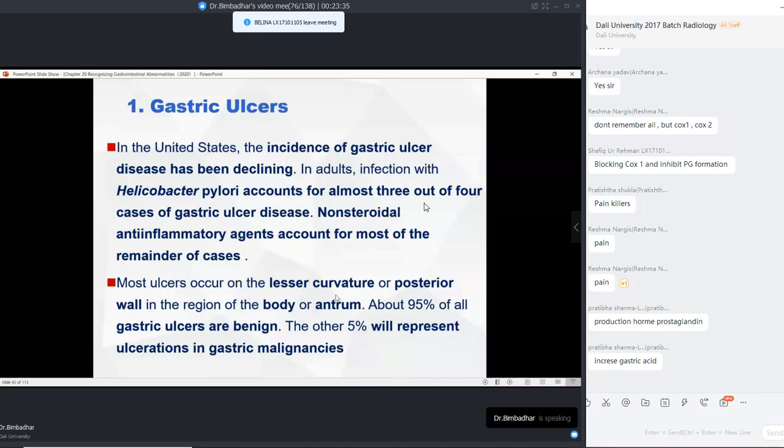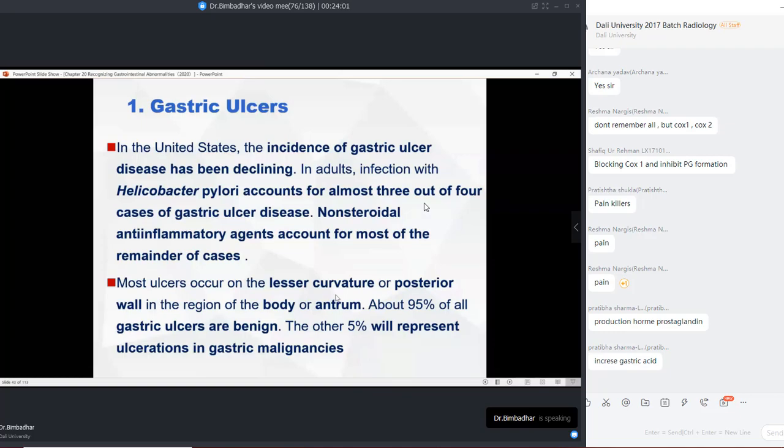But there are also other conditions like alcoholism, and overexposure or overproduction of gastric acid secretion, which will eventually cause 5% of these lesions to become gastric malignancies. Okay, so gastric ulcer is benign, whereas gastric carcinoma is malignant.